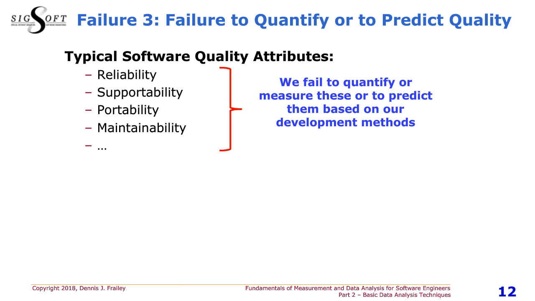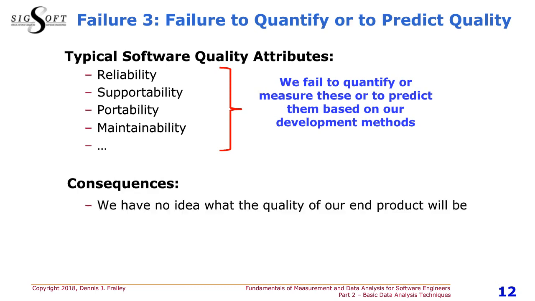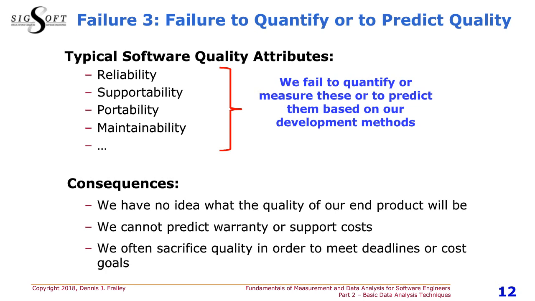In particular, with reliability, a lot of the well-known measures aren't very applicable to software. A lot of work has been done in reliability in a hardware arena, but a lot of that doesn't really work for software. And as a consequence of this problem, we run into all kinds of problems with knowing whether our product has quality. We don't know how to predict what it's going to cost to support it. So we often sacrifice quality in order to meet deadlines or cost goals.